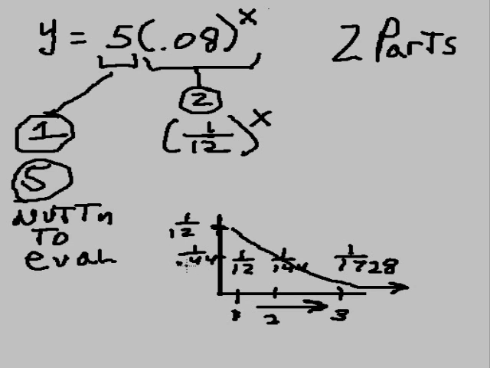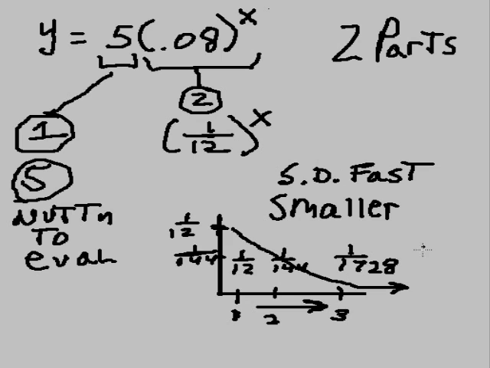1/12, 1/144. Are these getting bigger or smaller? They're getting smaller. How fast? Super fast. And they're coming closer and closer to what? 0. Right? 1/12, then smaller, 1/144, then really smaller, 1/1728. This is happening with each passing value of x, from 1 to 2 to 3. These are getting small, and they're getting small fast.